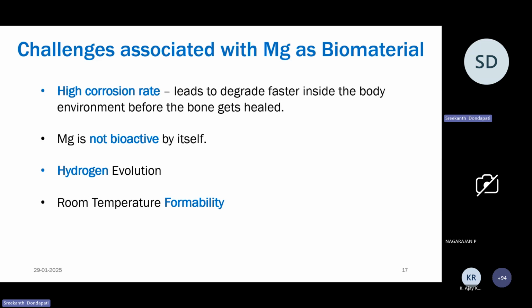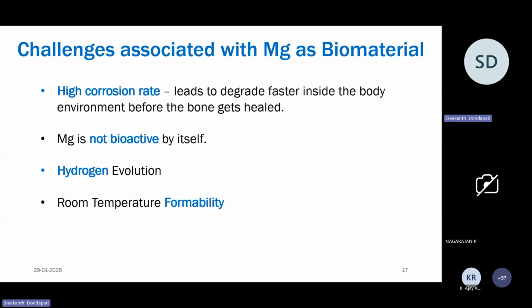So the primary one is high corrosion rates. Even though it is degradable, and we can use it as a degradable material, the corrosion rate is so high that it can degrade even before the bone heals. If that happens, then the loosening of the implant happens, and then it will be very difficult. So that is one big problem with the high corrosion rates of magnesium, and we have to take care of that.